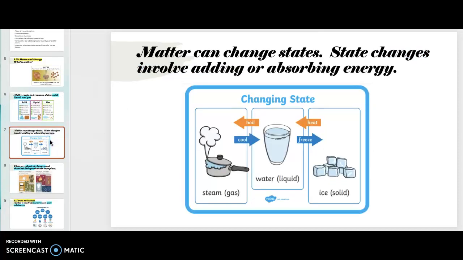Matter can change states from a solid to a liquid to a gas, vice versa, and these state changes involve adding or absorbing energy. For example, adding heat or removing heat.